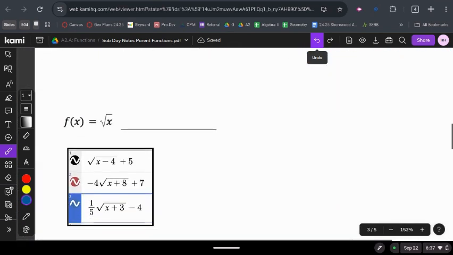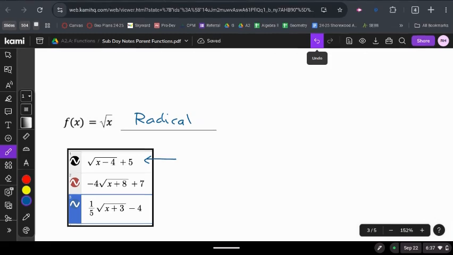All right, after that, we're going to look at this function here. It might be tempting to call this the square root function, but we call it the radical function. The radical function looks like, well, we're going to find out. So we're going to start by graphing these functions here. I'm just going to do the first one for you, square root of x minus 4 plus 5.